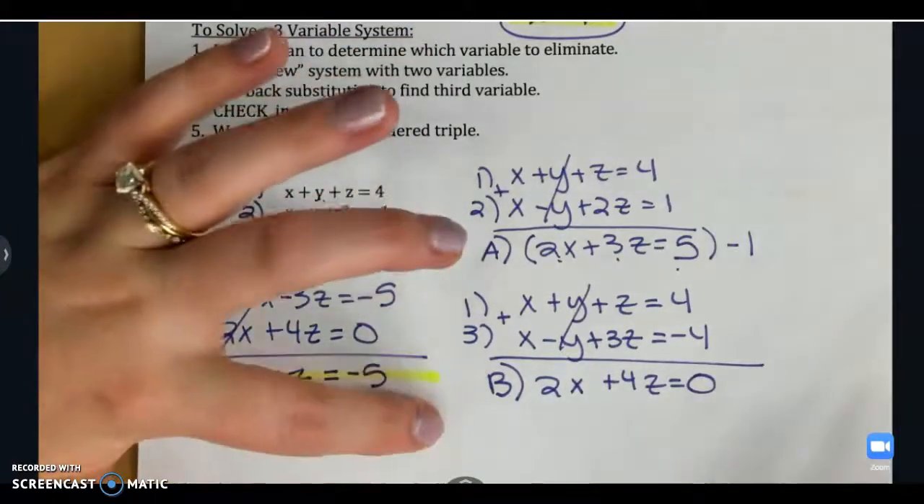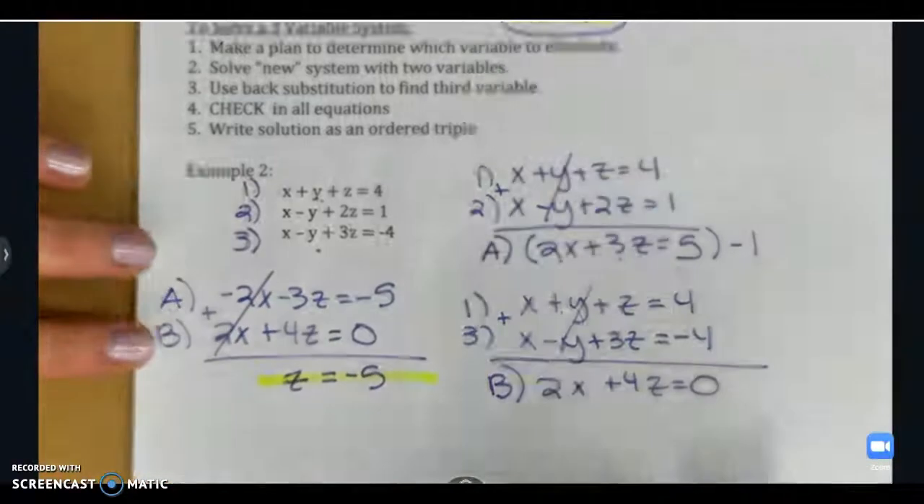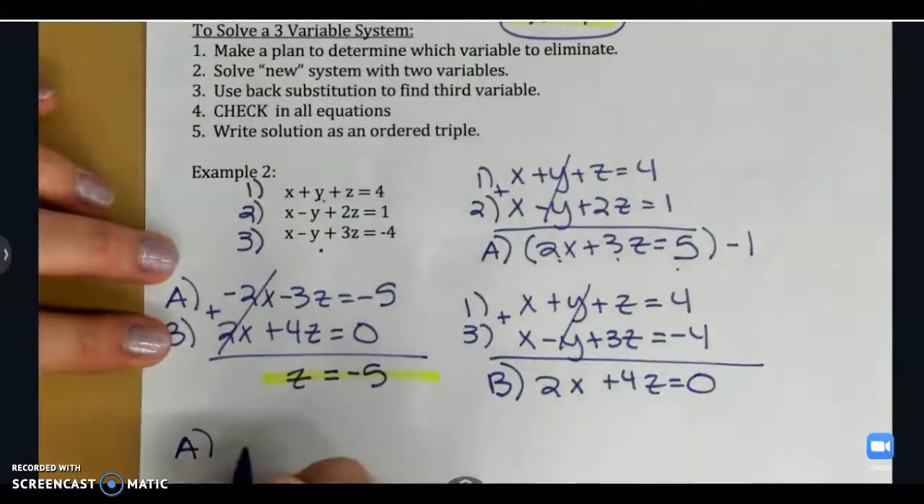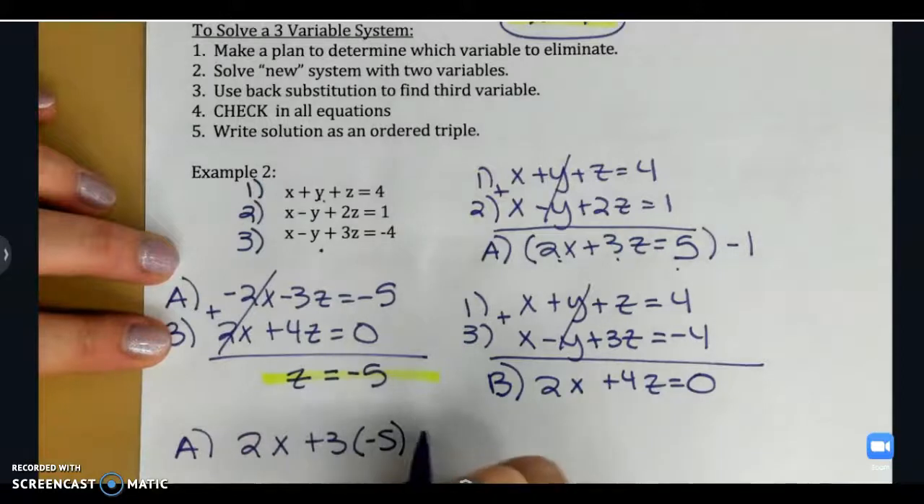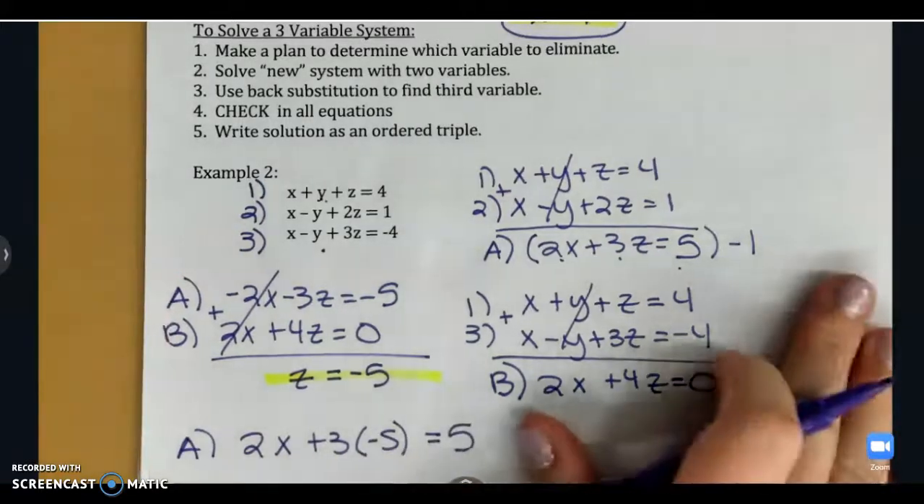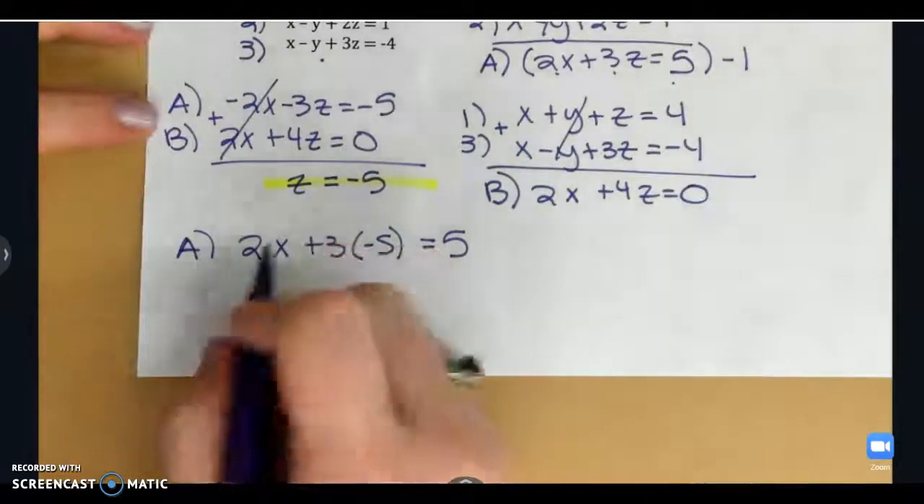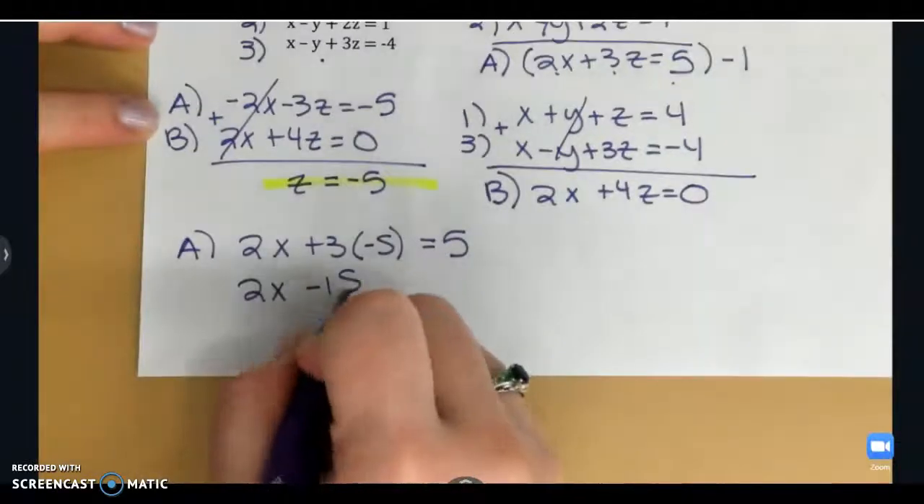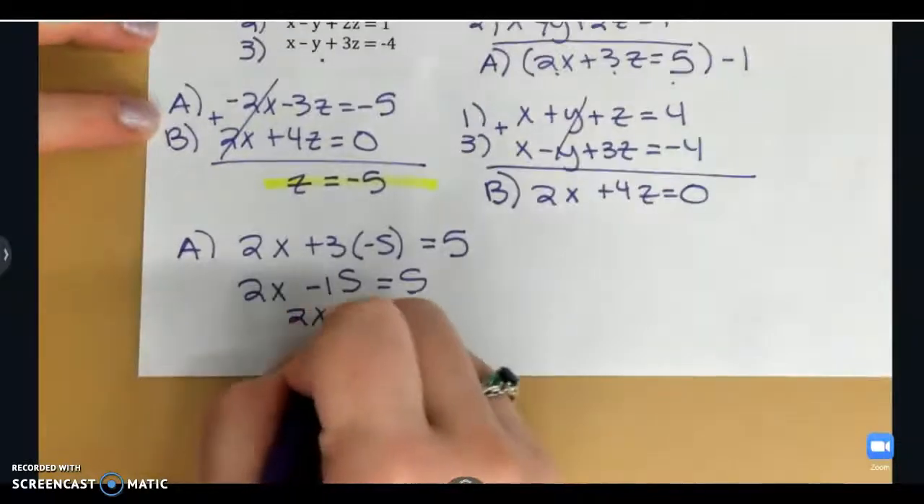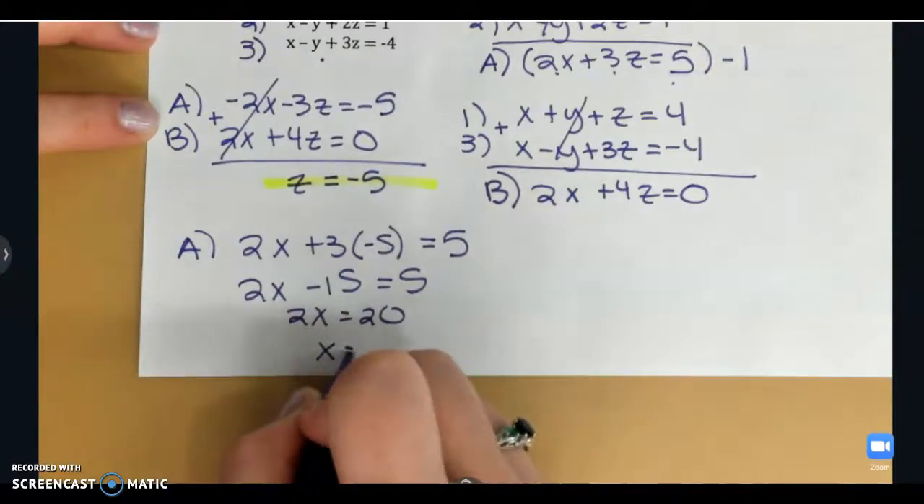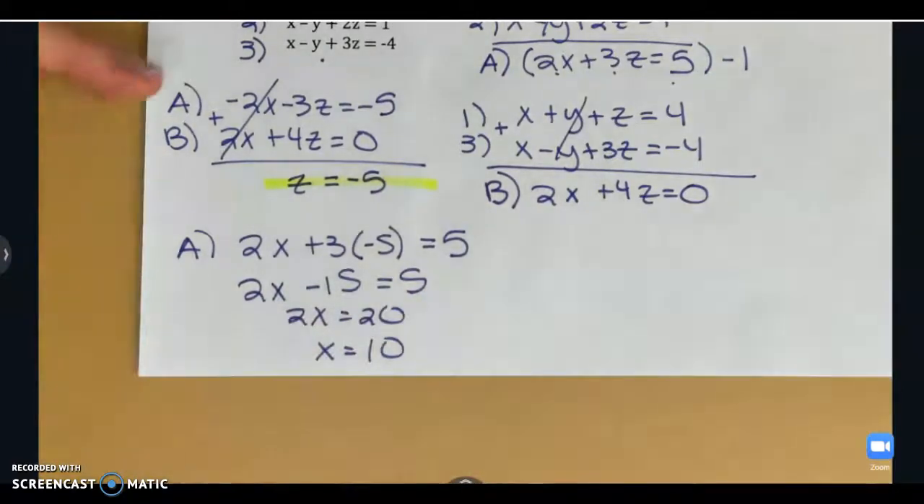So you could plug it into A or B. I'm just going to plug it into A. So 2 times x plus 3 times z equals 5. I'm going to scoot that up. So 2x minus 15 equals 5. Add the 15 to both sides, and we get that x is 10.